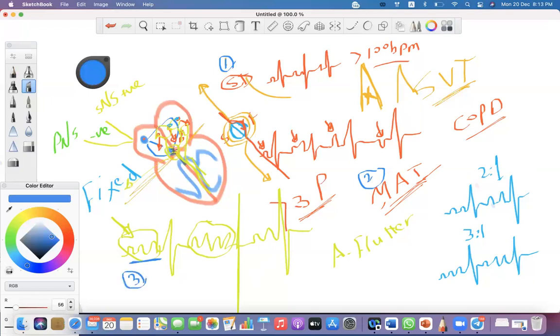And this flutter activity can be conducted with a fixed ratio through the AV node, causing 2:1 or 3:1 regular atrial flutter, or may be conducted variably through the AV node, producing a variable irregular atrial flutter. Then the atrium can develop hundreds of ectopic foci, causing the atrium to just fibrillate, not contracting, producing atrial fibrillation. And finally, the AV node can develop a re-entry circuit, producing supraventricular tachycardia, which is the fifth form of tachycardia at the atrial level.